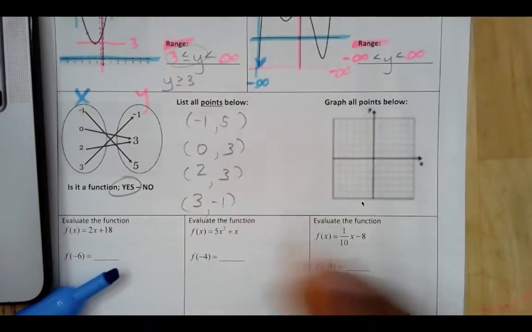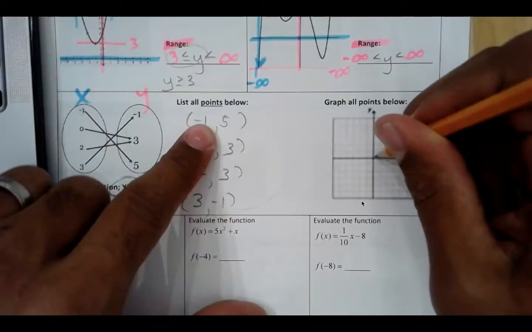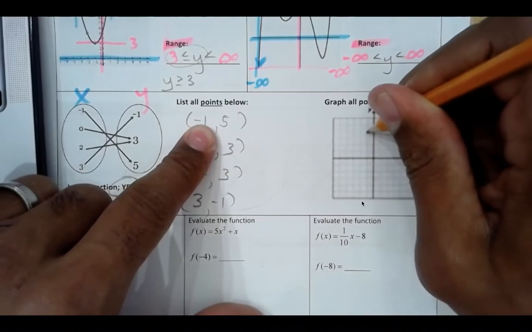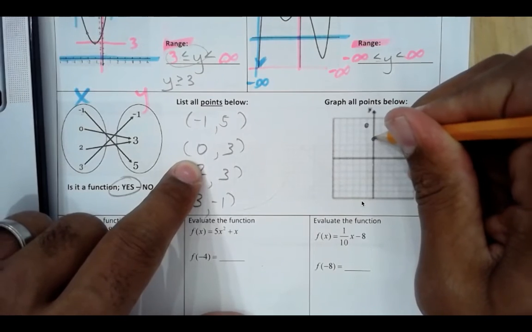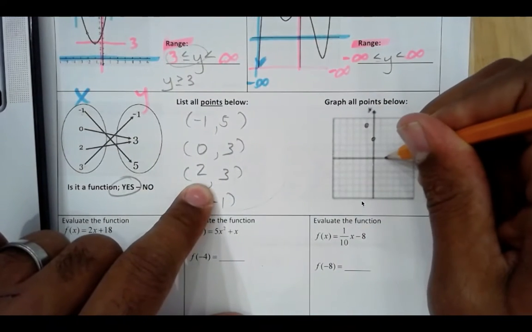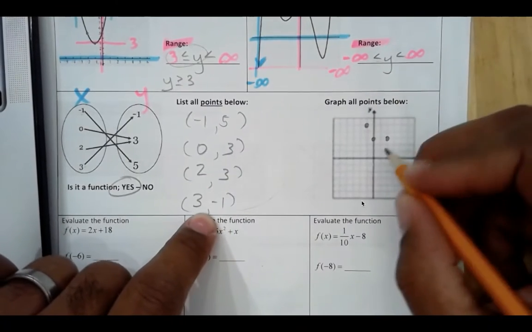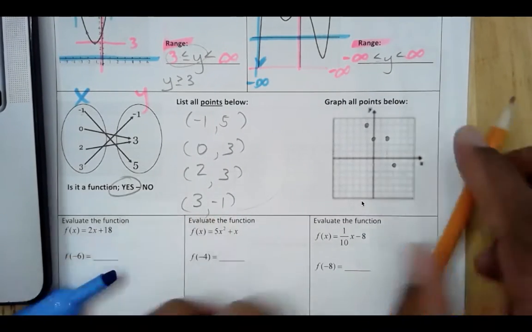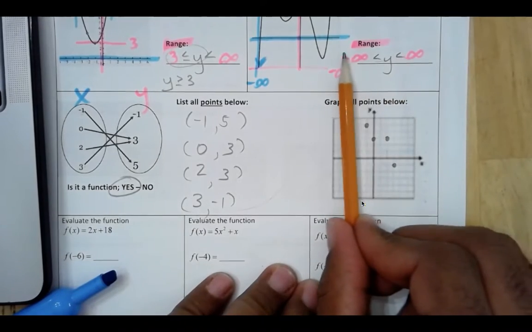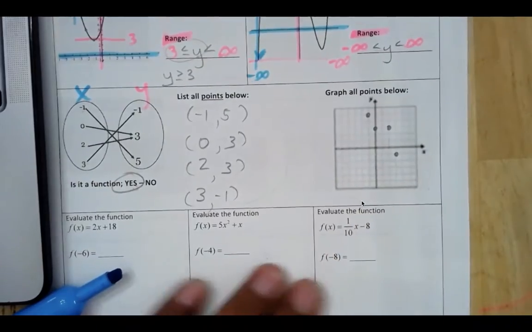Now what we're going to do is take all these coordinates and graph them on the graph over here. Starting with -1, 5: over 1, up 5. Then 0, 3, that's right on the y-axis. 2, 3, so 2 over, 2 up 3. And then 3, -1. You'll notice that this also passes the vertical line test. So that also confirms again that yes, this is a function.